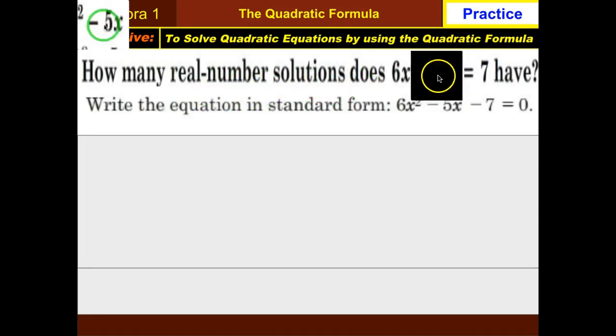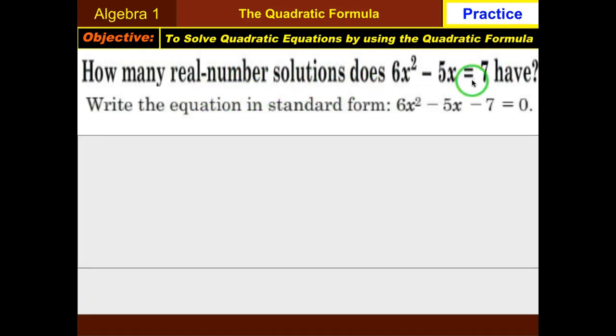Once again, same kind of trick here. Not a trick, but just to remind you, we've got to have it in standard form. To get this to be a 0, I subtracted 7 from both sides, and you can see I end up with this, and I got my 0 I'm wanting. So now I know my A is 6, my B is -5, my C is -7.